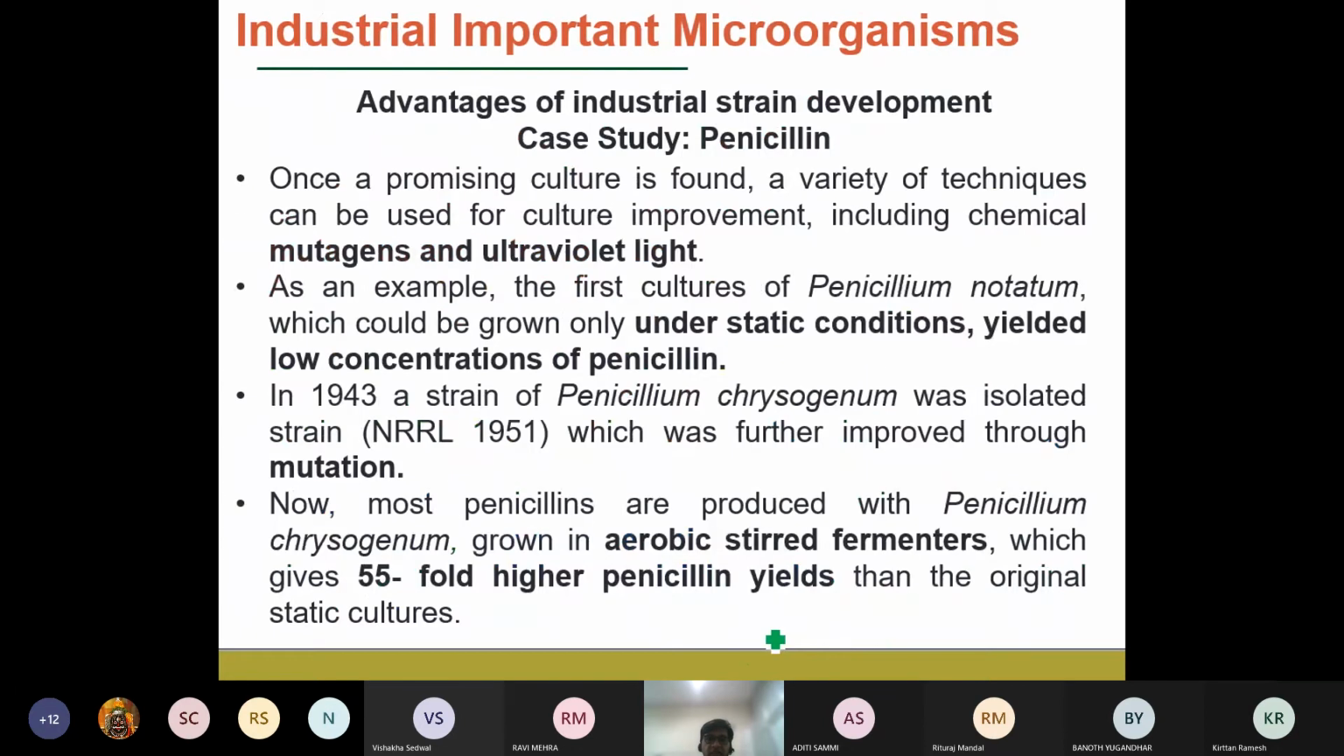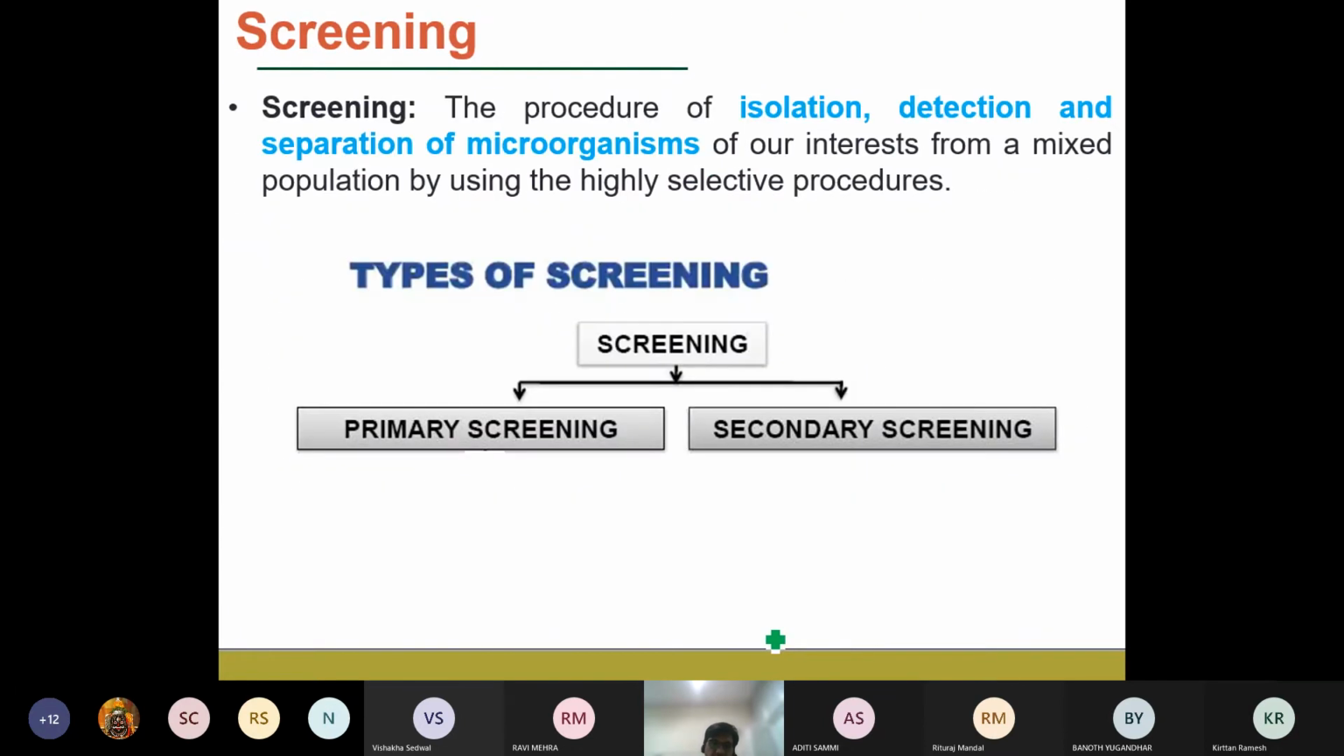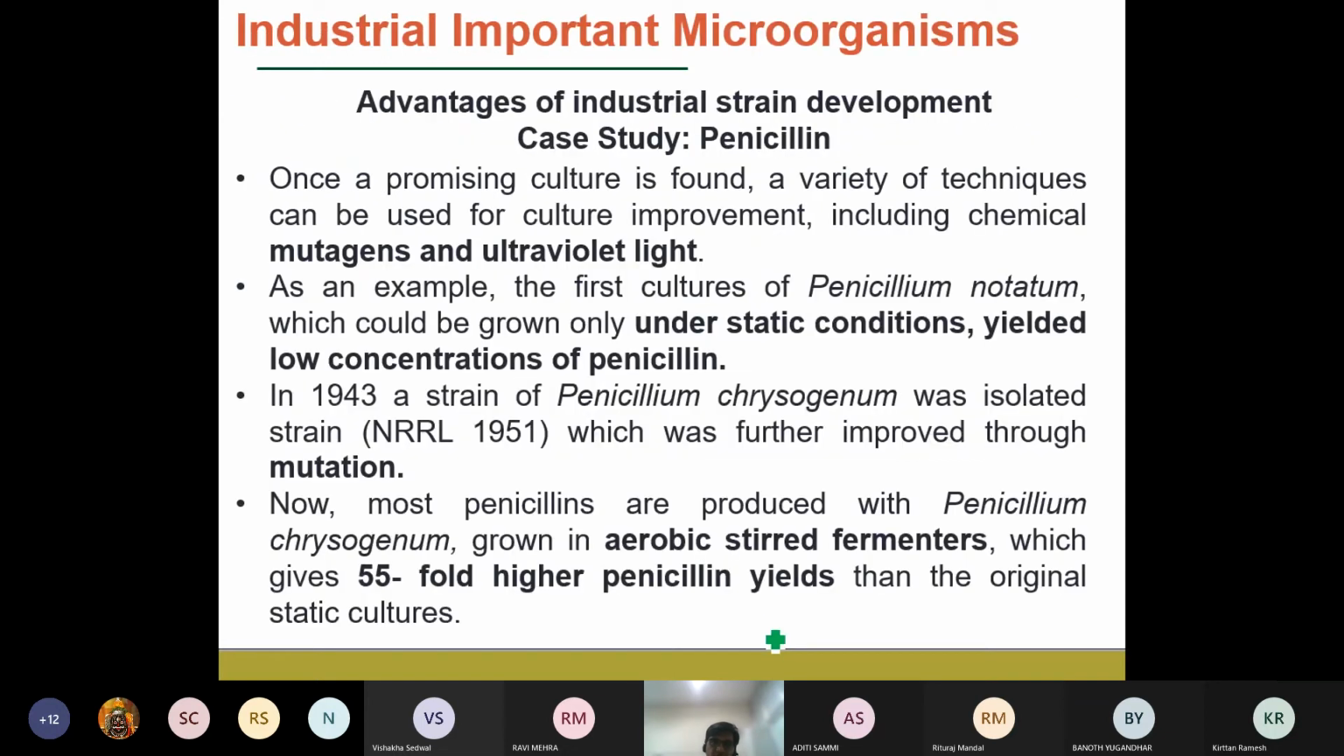Next, before we go to the actual experimental techniques on how we can screen the microorganisms and how we can modify them, let us look into one case study. The case study is about how, by improving the microorganisms, we can improve the production of one of the antibiotics, penicillin. Penicillin is one of the first antibiotics which started to be produced through fermentation techniques.